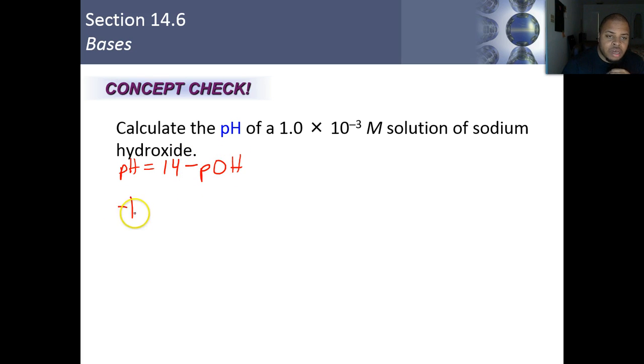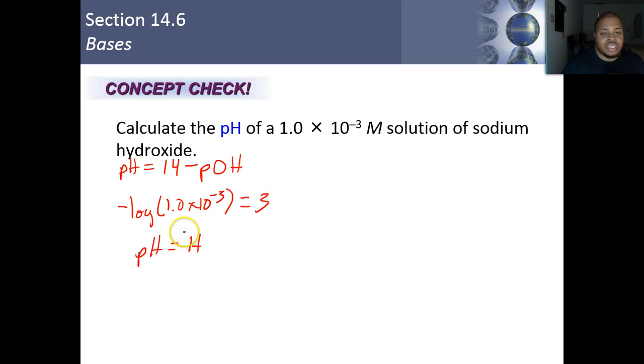We're going to get the negative log of our concentration, which is 1.0 times 10 to the negative third. This is going to give us 3. That's our pOH. So to figure out the pH, we're going to do 14 minus that. So 14 minus 3 gives us a pH of, oops, I erased a little too much, it's okay, 11. pH of 11, okay?